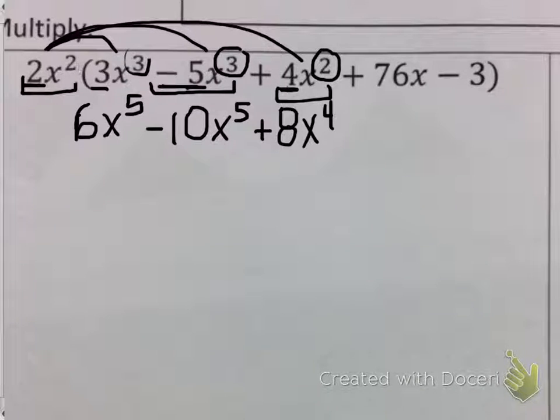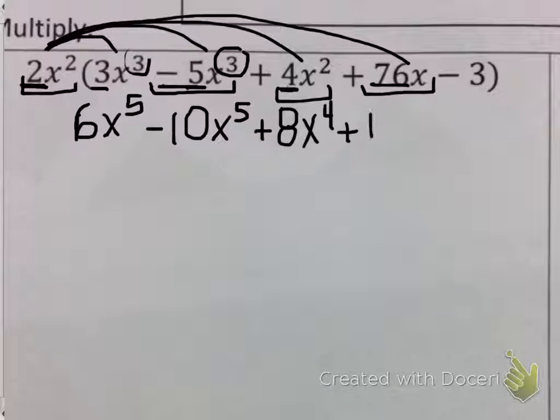Now we're going to do this with the fourth term. So distribute that to your fourth term, which is this positive 76x. We're going to take our front terms, our 76 and our 2, and multiply them together, which is 152. Then we're going to put our x down, and we're going to add our exponents. So you got a 2, and this x has a 1 connected to it. So 2 plus 1 is 3.